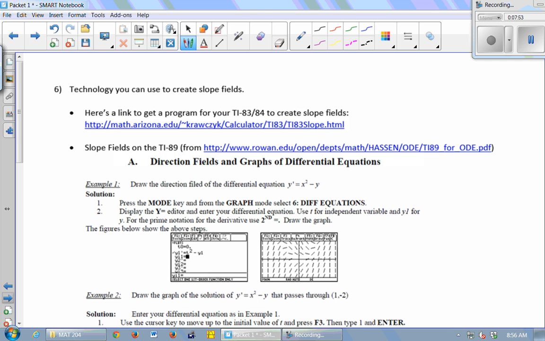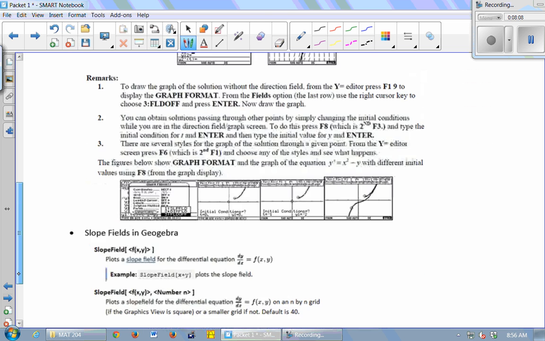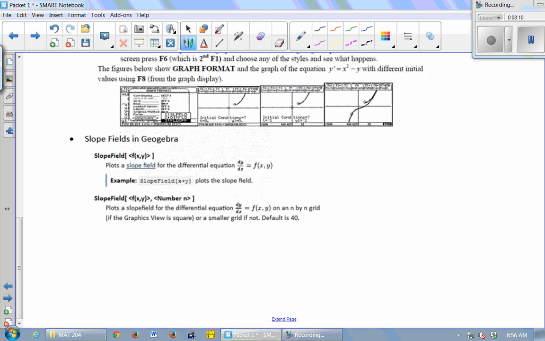So, technology you can use to create a slope field. There's a link here, which would be live if you went to this packet in Moodle, where you can download a program. You can do it in a TI-89, and there's directions here on how to do it. And then you can also create one in GeoGebra, and I gave directions on how to use GeoGebra to do it.